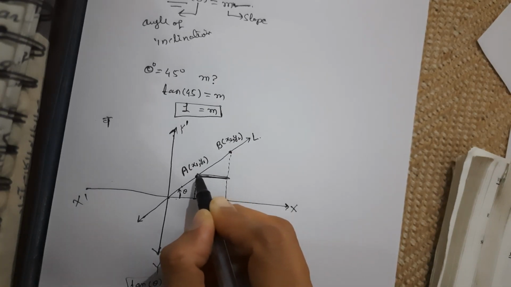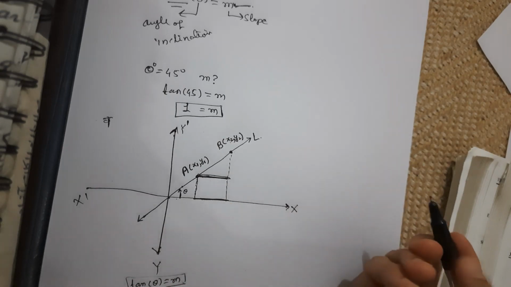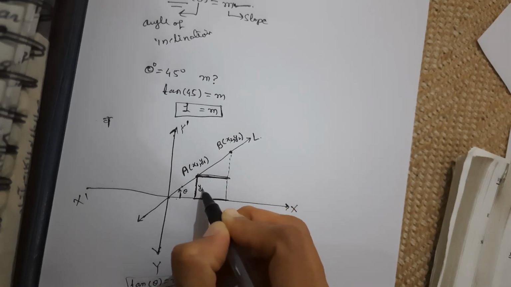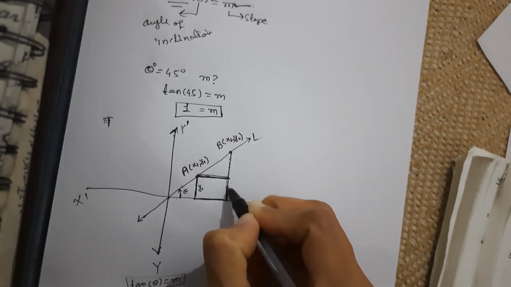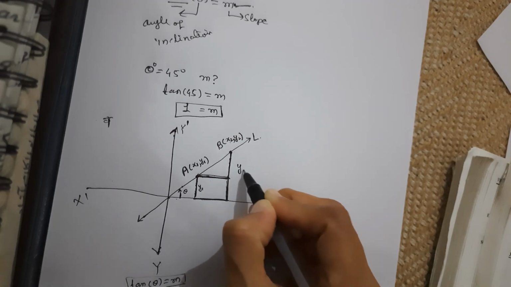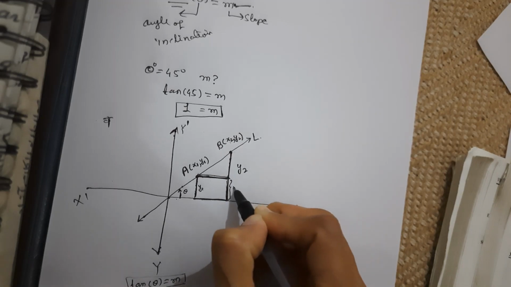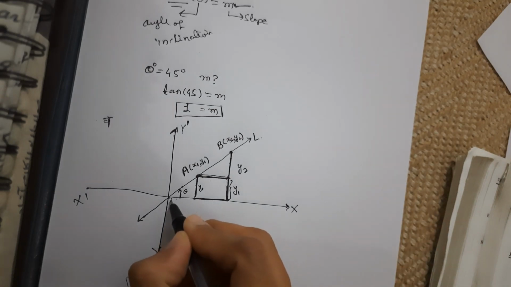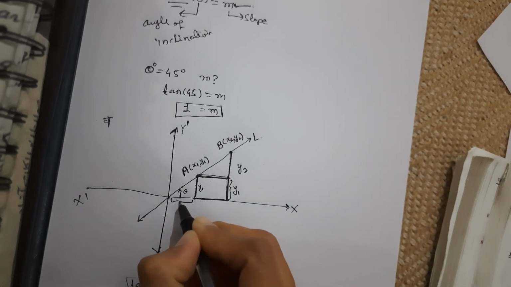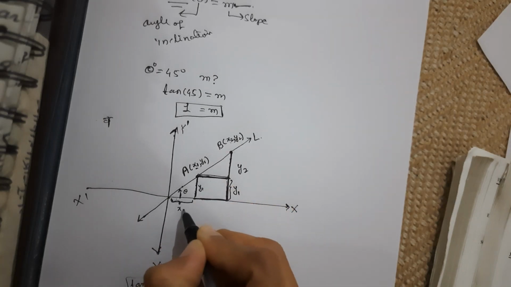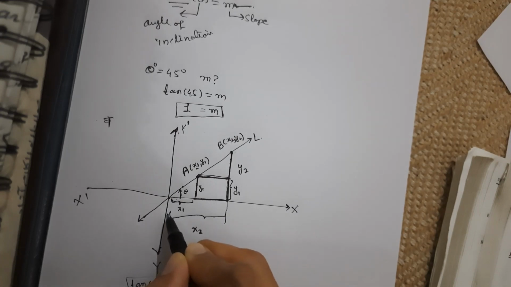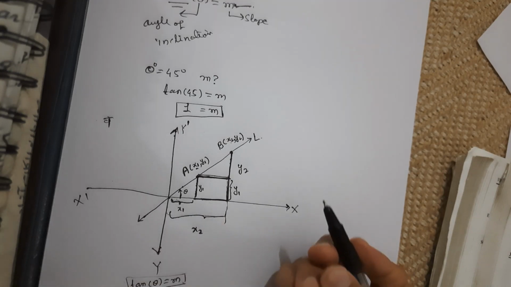This is the parallel line to the x-axis. And what will be this value? This value will be y1, and this total value will be y2. Okay, but this value becomes y1 again, right? Similarly, this much distance is nothing but x1, and this complete distance is x2, right?